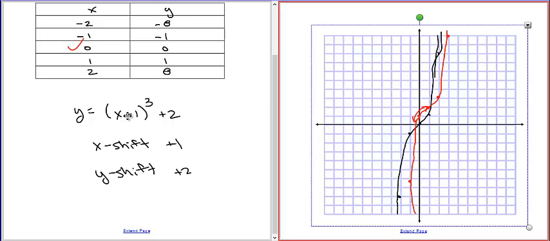Now if you have either a y-axis or x-axis reflection, you just have to switch these around. So instead of going over 1 and up 1, you go over 1 and down 1. Instead of going left 1 and down 1, you go left 1 and up 1. And so everything gets flipped around.